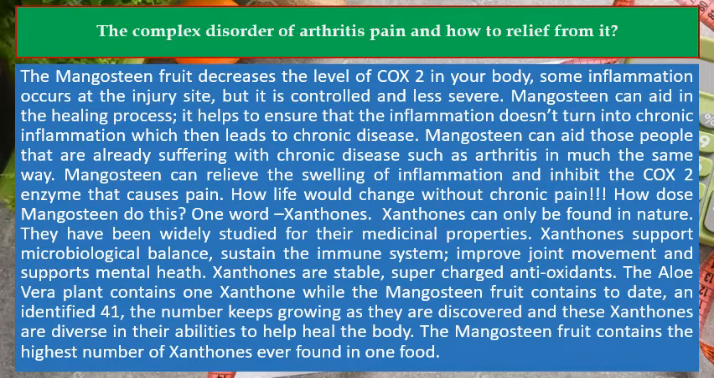How does mangosteen do this? One word: xanthones. Xanthones can only be found in nature. They have been widely studied for their medicinal properties. Xanthones support microbiological balance, sustain the immune system, improve joint movement and support mental health. Xanthones are stable, supercharged antioxidants. The aloe vera plant contains 1 xanthone while the mangosteen fruit contains, to date, 41 identified. The number keeps growing as they are discovered, and these xanthones are diverse in their abilities to help heal the body. The mangosteen fruit contains the highest number of xanthones ever found in one food.